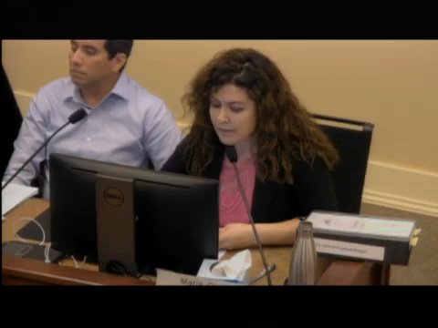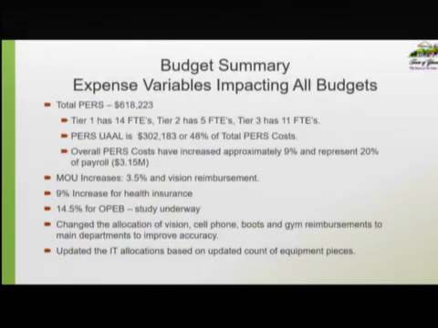And then also we updated our IT allocations. IT is allocated to each department based on the number of devices. So we counted our equipment pieces, we counted what we're going to be buying, and we updated that. So you'll see some increases there.